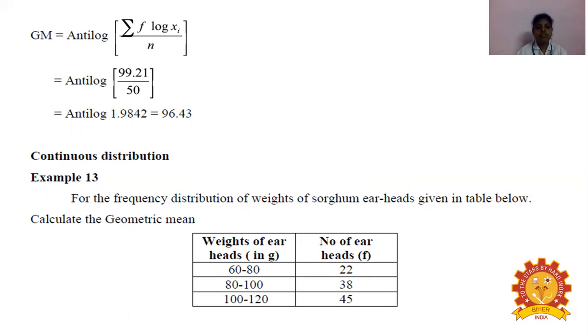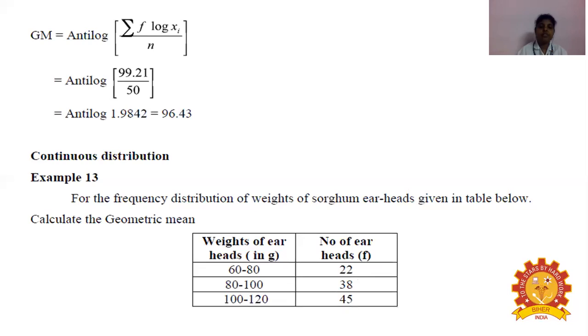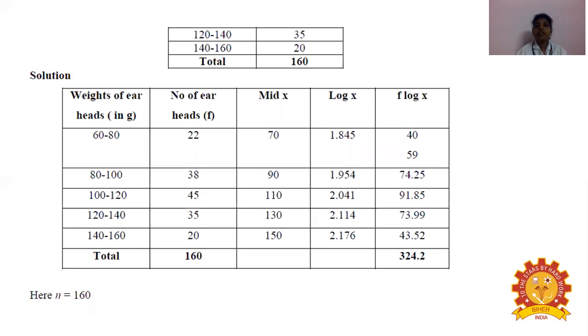Next, for continuous distribution. For the frequency distribution of weights of sorghum earheads given in the table below, calculate the geometric mean. Weights of earhead in grams are given: 60 to 80, 80 to 100, 100 to 120, 120 to 140, 140 to 160. Frequencies are given: 22, 38, 45, 35, 20. Finally, adding all the values, we get 160.